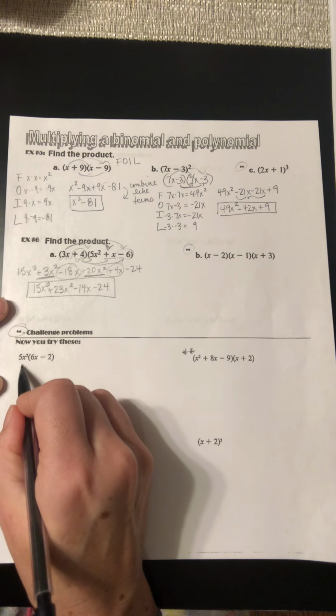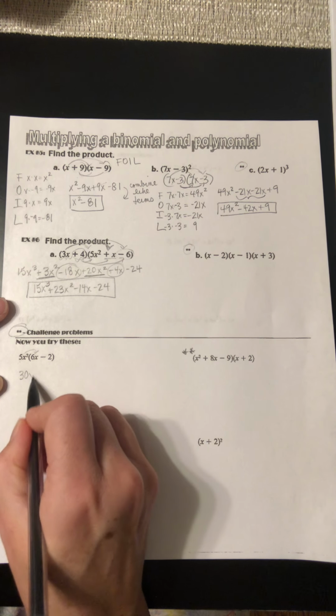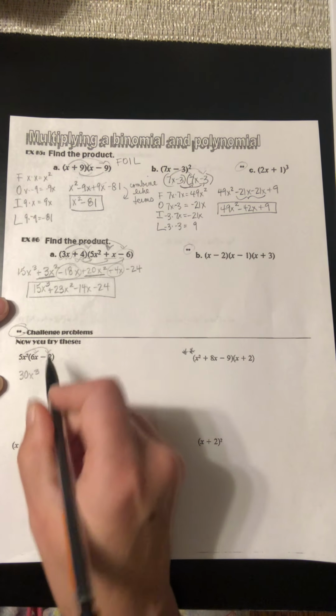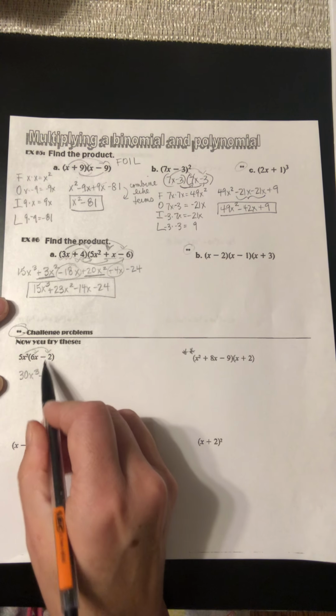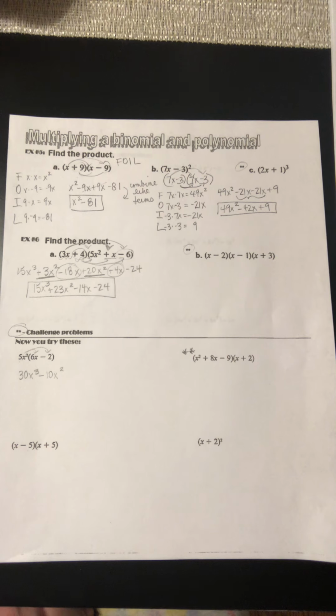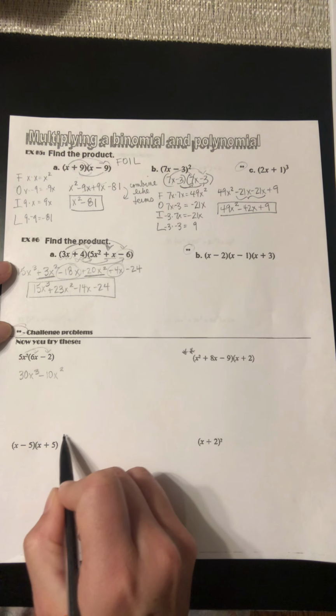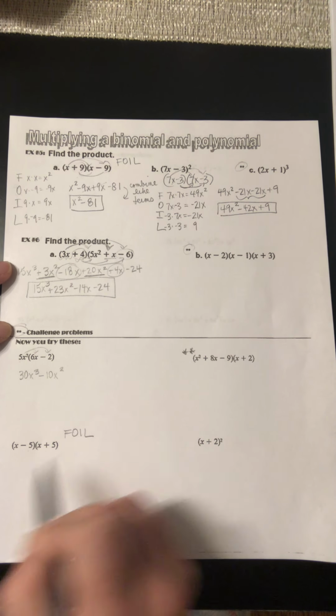This guy is 5x, right? Distribute that, so it should be 30x cubed. And then minus 10x squared. And that's all you could do, right? That's in standard form, the higher exponent and then the smaller. And you can't combine like terms, so you're fine. This guy, binomial times a binomial means I'm going to use FOIL.